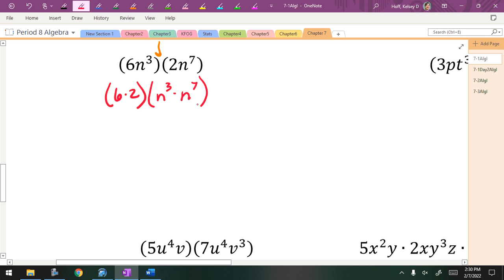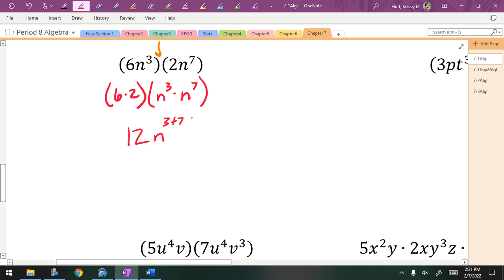Coefficients multiply like normal. 6 times 2 is 12. Now, I'm multiplying with exponents. Keep the base. What's the base? N. And what are you going to do to your exponents? Show me that you are taking 3 plus 7.